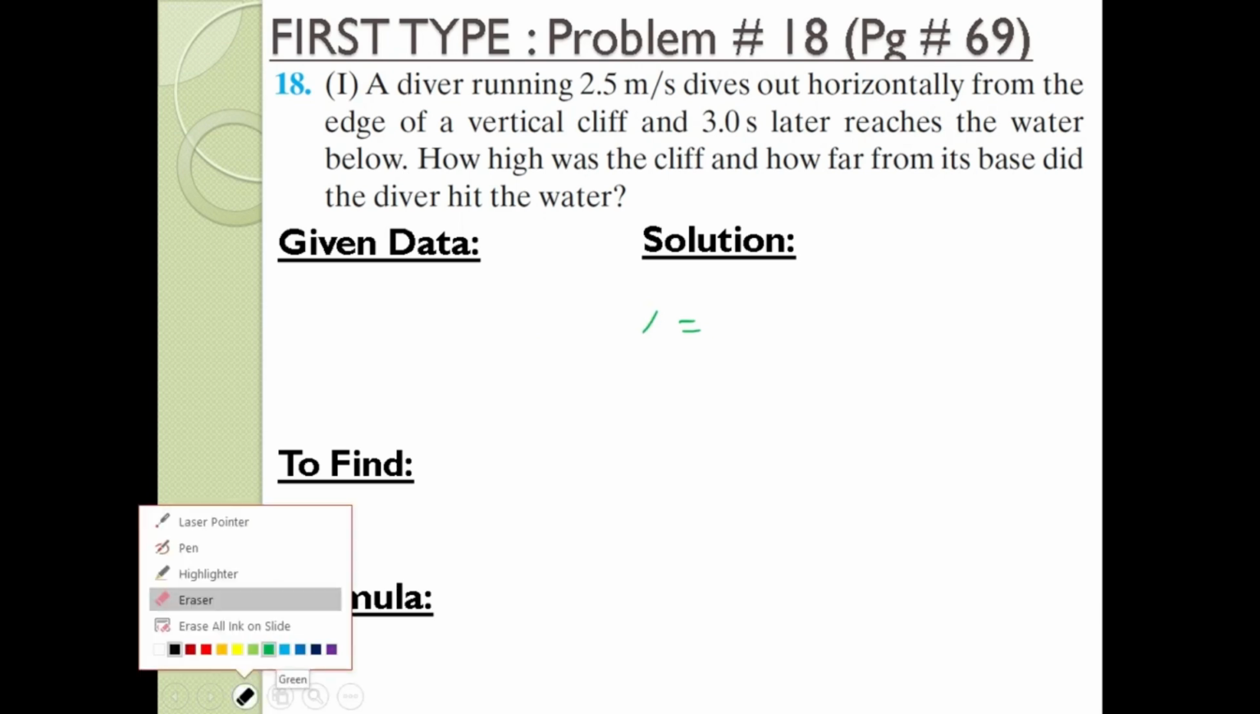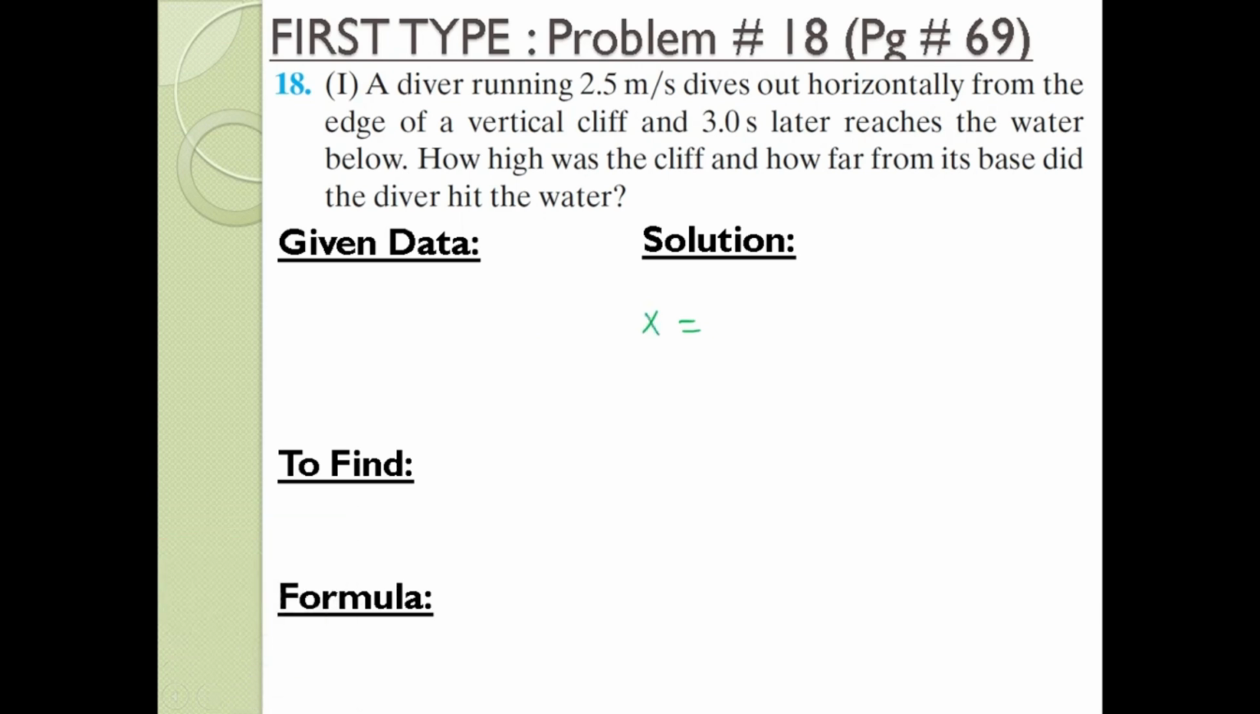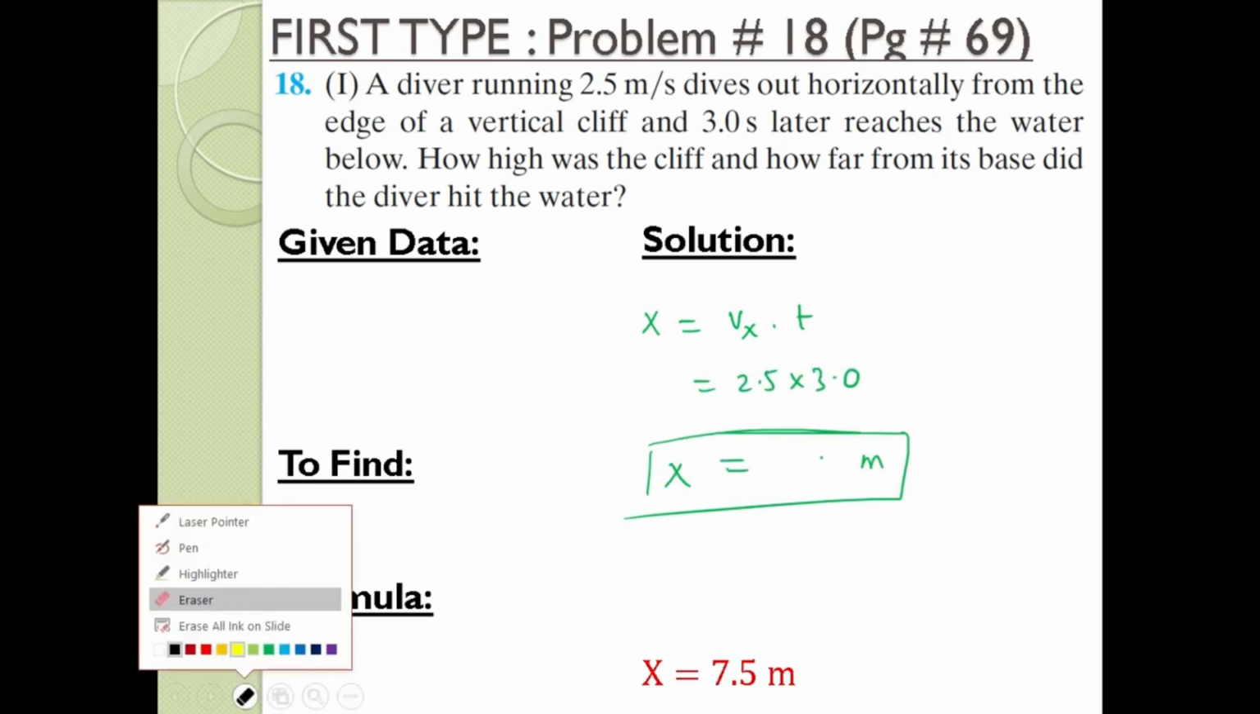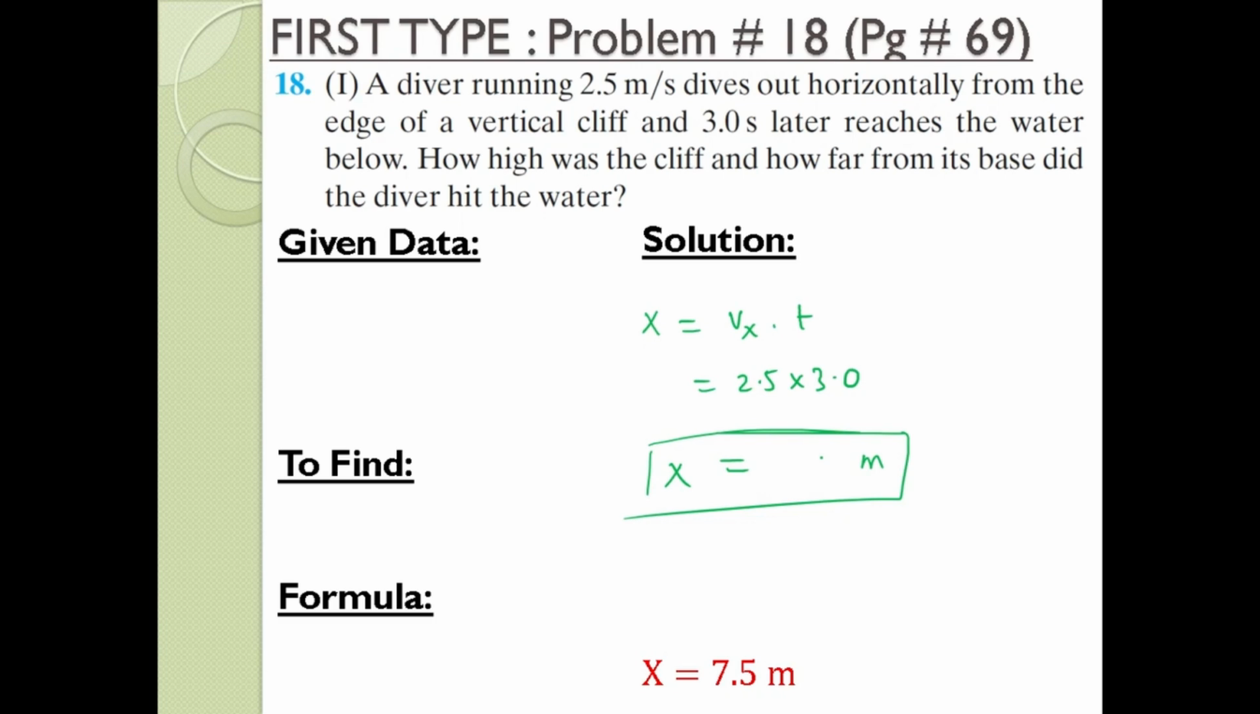So I'm repeating, x is equal to Vx times t, and you know that Vx is 2.5 and t is 3.0. So 2.5 times 3 is 7.50 meter, and we will round it to 7.5 meter.